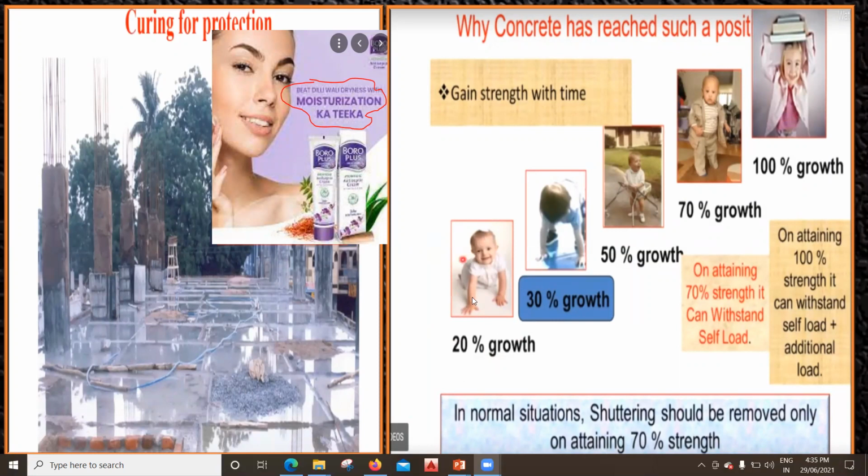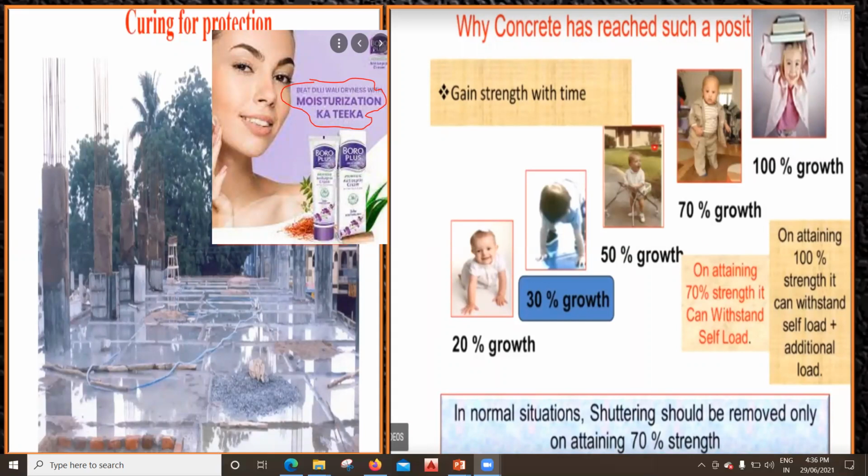Let us say a newborn baby will not have any strength, so initially we'll be providing curing to that, so we'll be having a 20% growth. Then slowly, let us say after 3 to 4 days, it will be gaining 30% growth, then again 50%, 70%. And as you keep on doing the curing, the strength gain will happen, and after some time my concrete will be in a position to take the load coming on it.